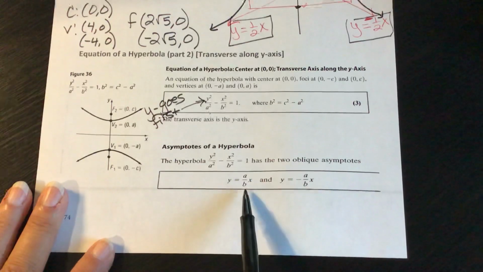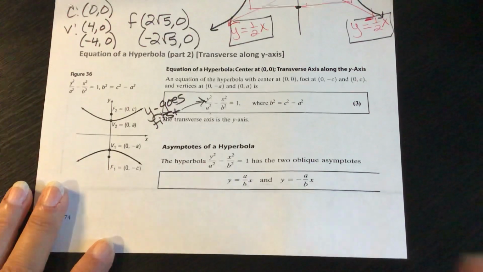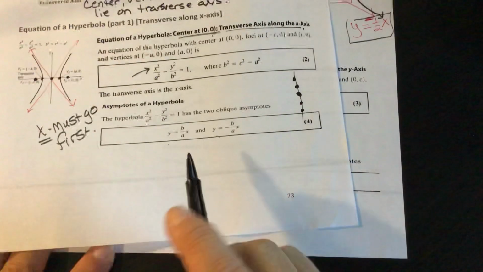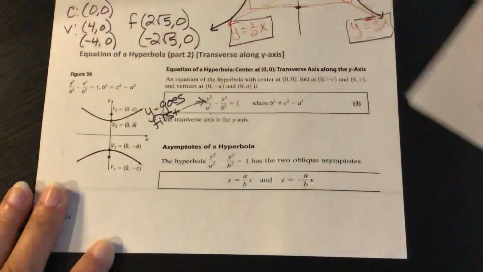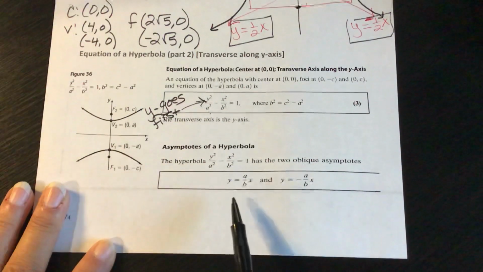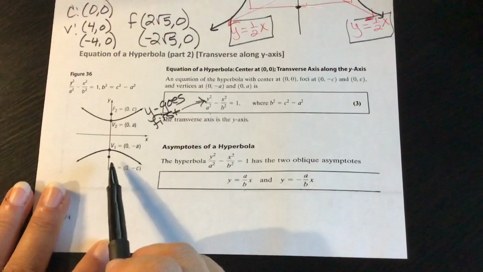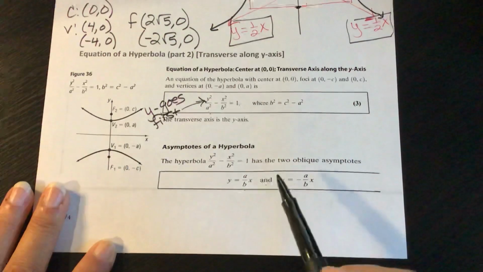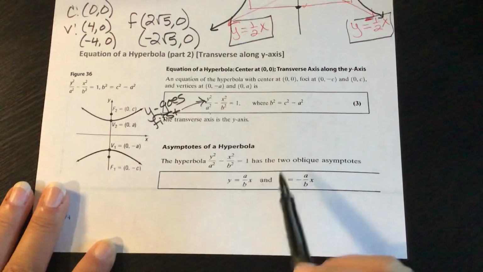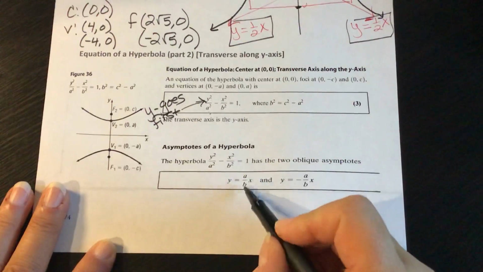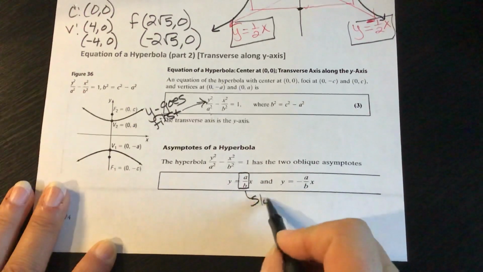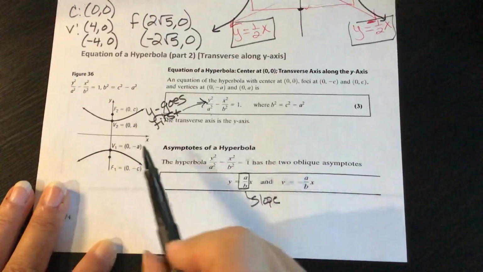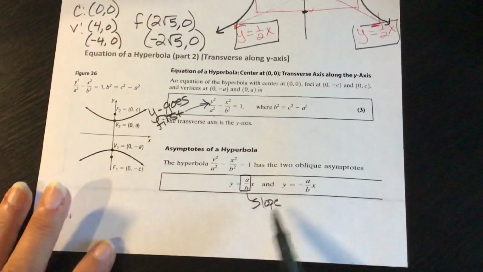I don't want you to get so hung up on a over b, because over here this was b over a. This is just the slope of the line, and yes, it does come from the values of a and b in the equation, but depending on whether it is a horizontal or a vertical transverse axis, these a and b values could be flipped. But just think of this as the slope of the line. Okay, and actually go to the center and count up and over to get that value.